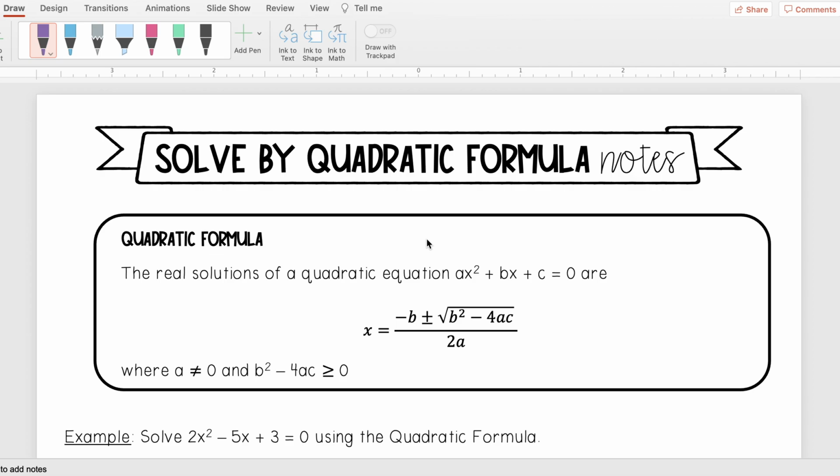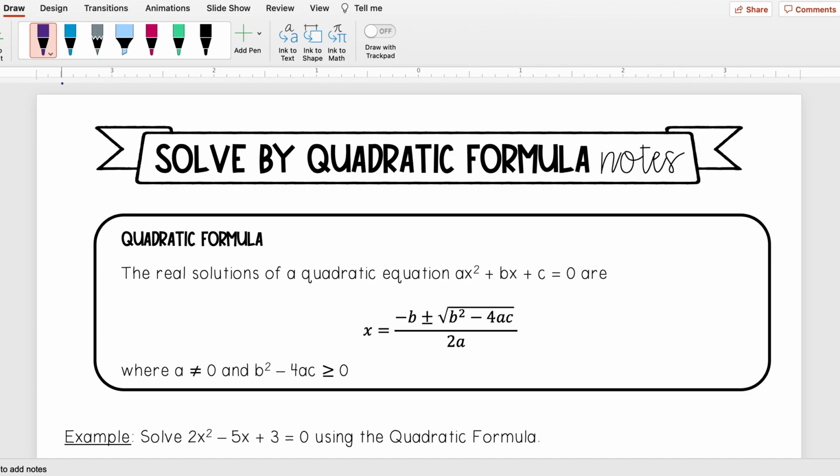Hello everyone. Today we're going into a new lesson on solving by the quadratic formula. So we've already learned solving by factoring, we learned about square roots, and when it's already in factored form. But now we also have something called the quadratic formula. And the quadratic formula is kind of special because it works every single time.